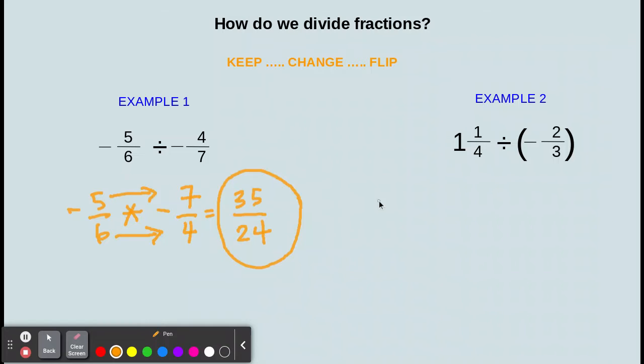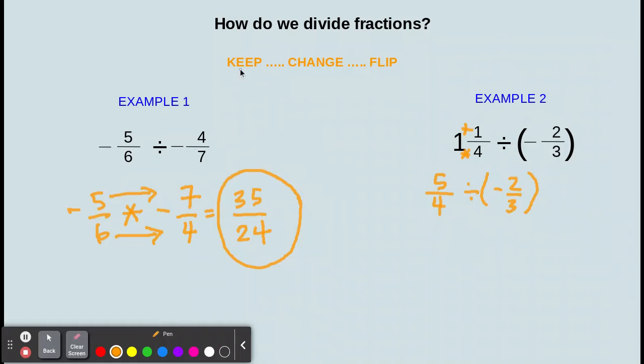You do not need to change it to a mixed number. Okay, let's look at the second one. On this second example, the first thing we need to do is we need to change this mixed number into an improper. That means we need to multiply that 4 times that 1 and then add the 1. So that means that becomes 5/4. 4 times 1 is 4 plus 1 is 5. Keep the same denominator. So our problem then becomes 5/4 divided by -2/3.